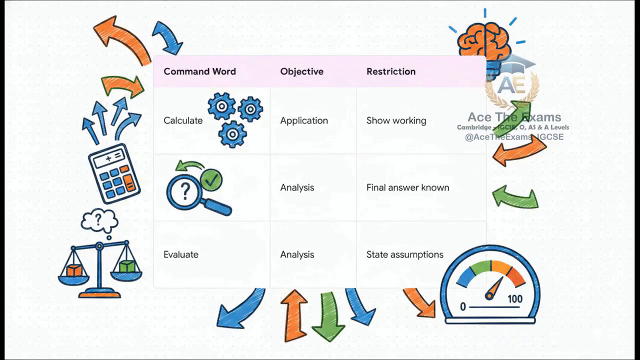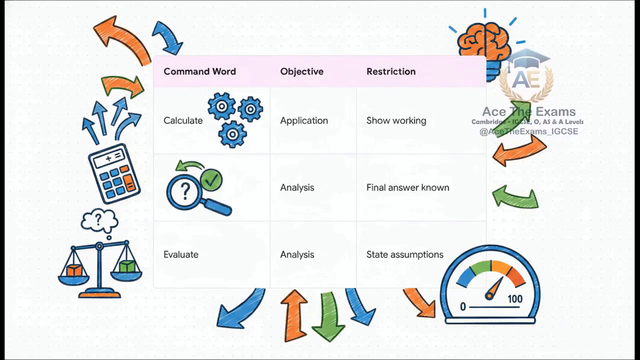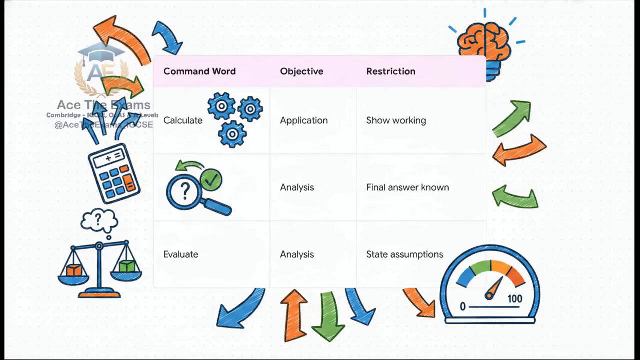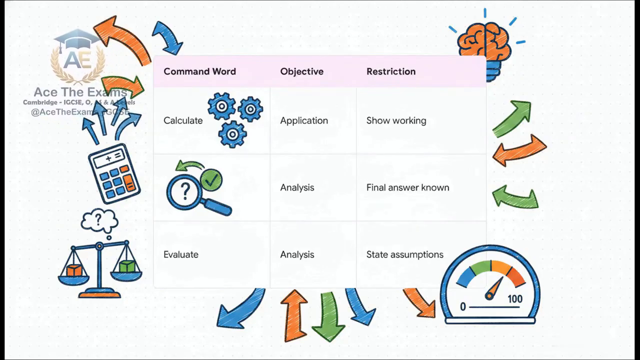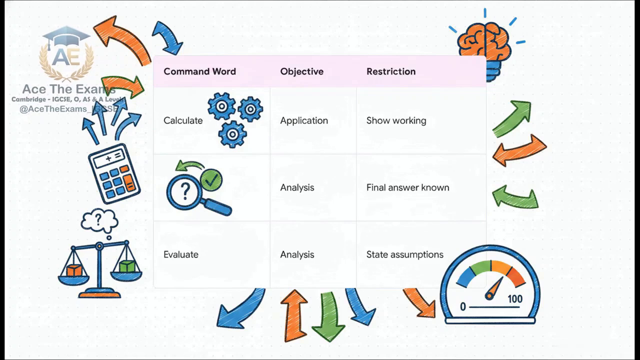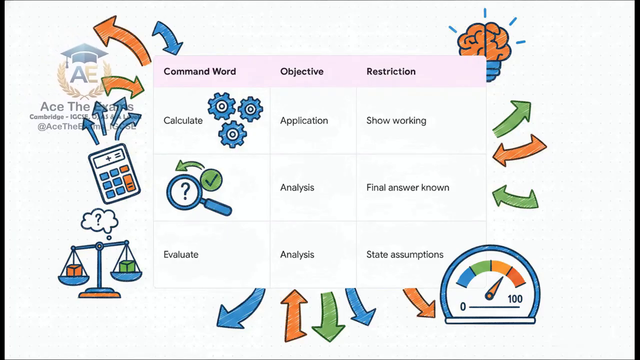So, how do examiners actually trigger these different domains? They do it through specific command words. And misinterpreting these is a massive trap. For instance, if a prompt uses calculate or find, the assessment is skewed towards that second domain, application. But there's an explicit restriction here. You must show your working step by step. If you just magically produce a naked final answer from your calculator, you get heavily penalized.